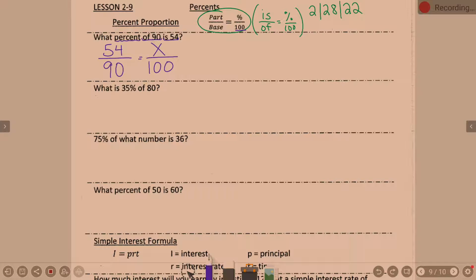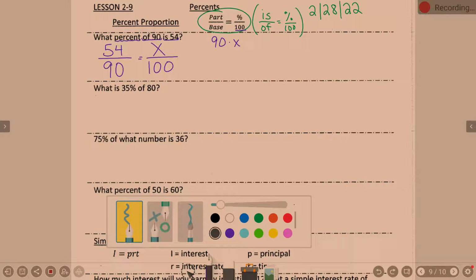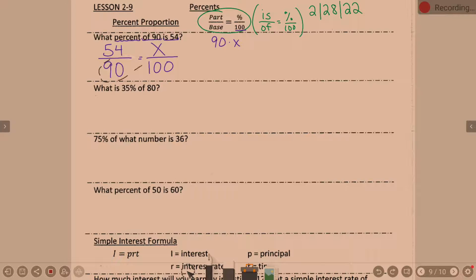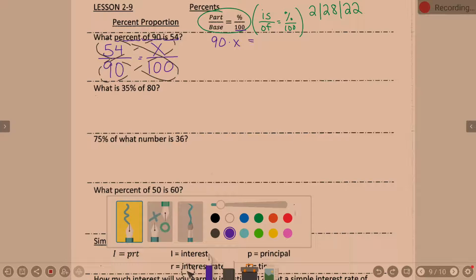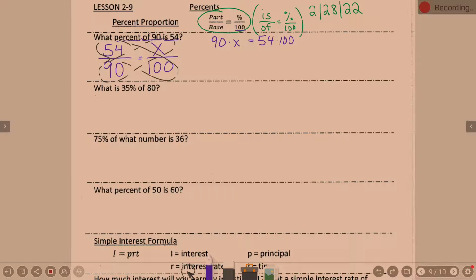How do I solve 54 over 90 equals x over 100? Cross products, yes? So that would be 90x. Okay, guys, focus please. One set of cross products is right here: 90 times x. What's the other set of cross products? 54 times 100. So I'm going to have 90x equals 54 times 100.